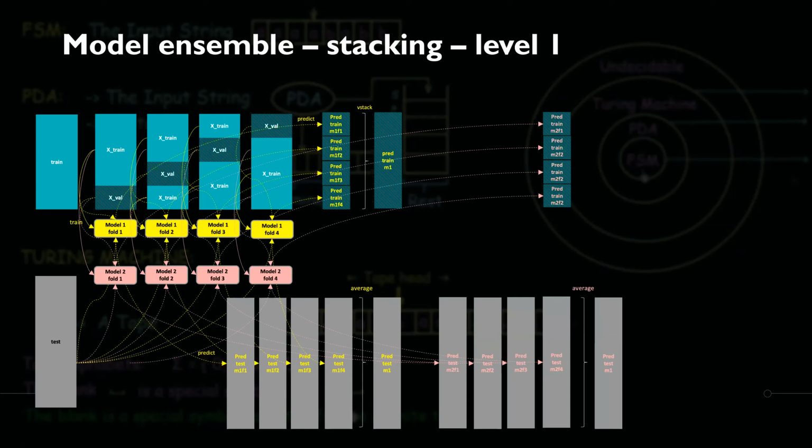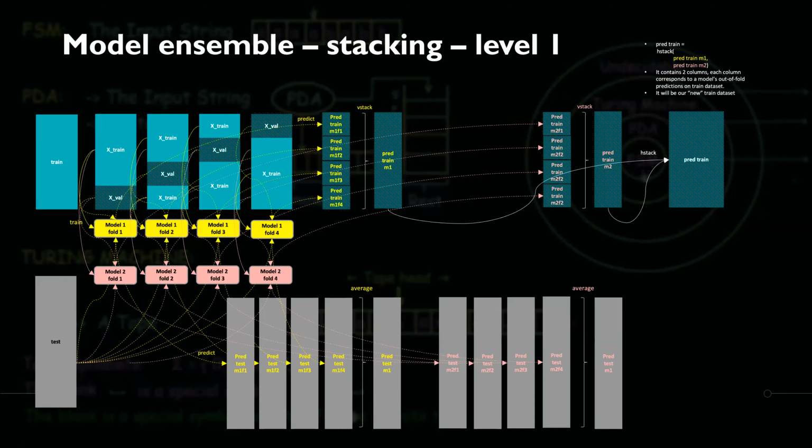For test, again, we average the predictions. And for training data, we stack the predictions vertically. So now for training data, we have 2 sets of predictions, and each was from one of the models we used. And for the test data, it's the same thing. We now have 2 sets of predictions, and each prediction was from one of the models we used to train them.